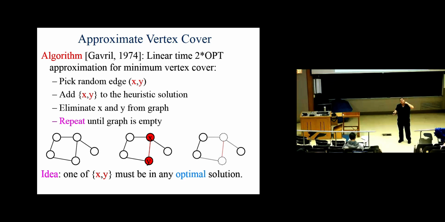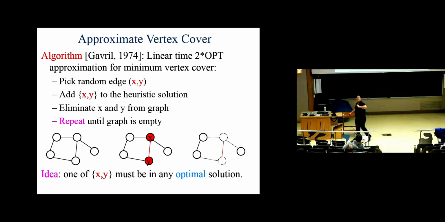At least one of the two must be there. One of the two vertices must be in any solution, right? Never mind the optimal solution. Any vertex cover that touches all edges must contain at least x or y. Otherwise, the red edge will not be touched by the solution, and so it won't be a vertex cover.